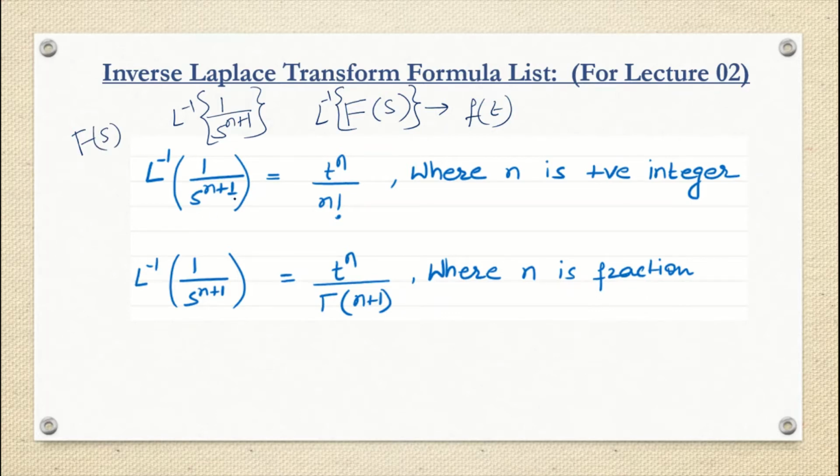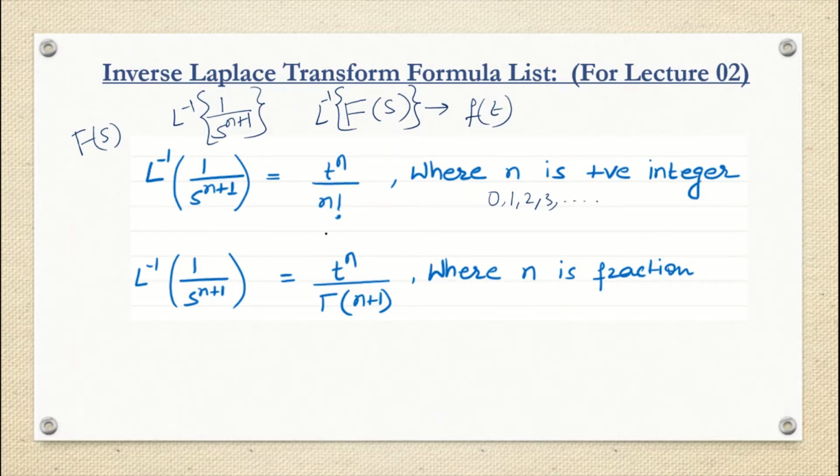As you can see, we have two formulas listed here. We'll discuss these two formulas. The Laplace inverse of 1 by s to the power n plus 1 gives us, in the time domain, t to the power n by factorial n, when n is a positive integer. Integer we know, right? This is 1, 2, 3, 4. You can include 0 also in this formula. So this is integer, there are no fractional values.